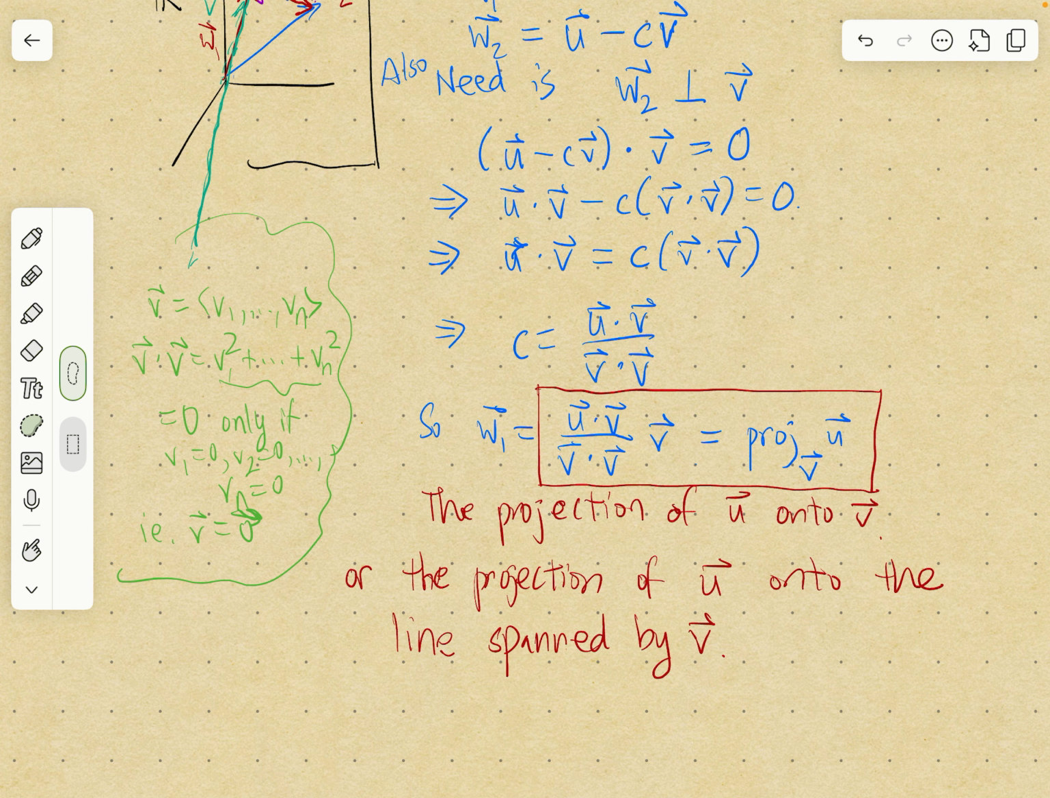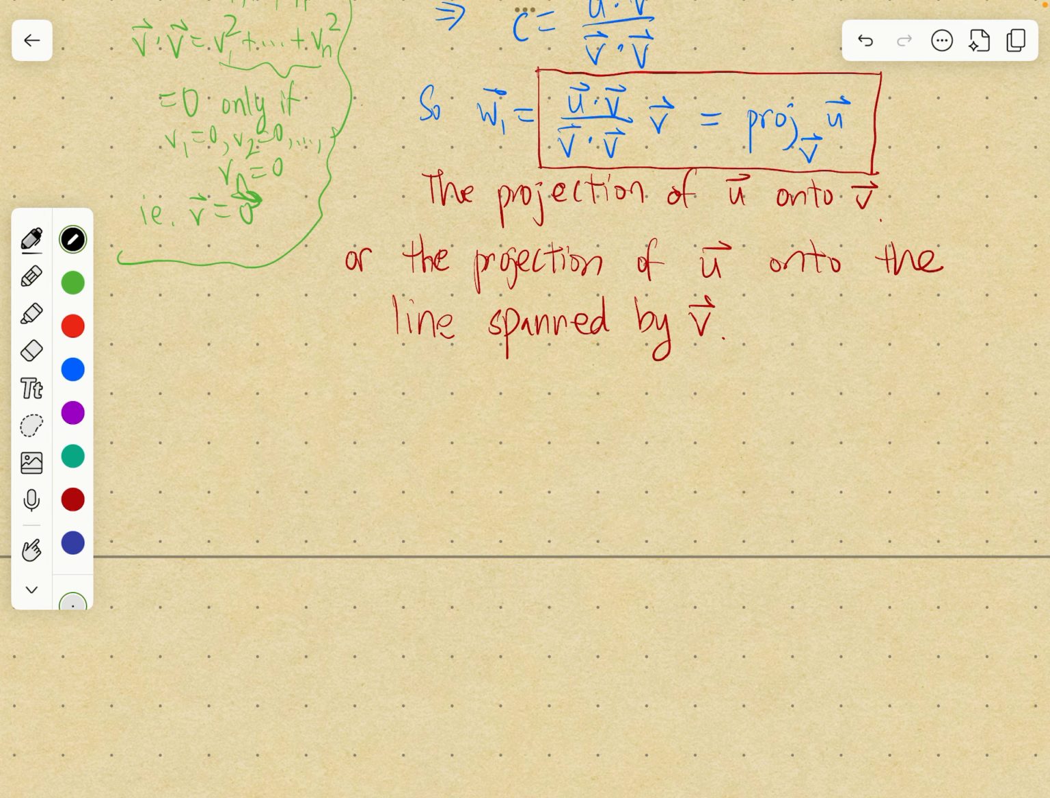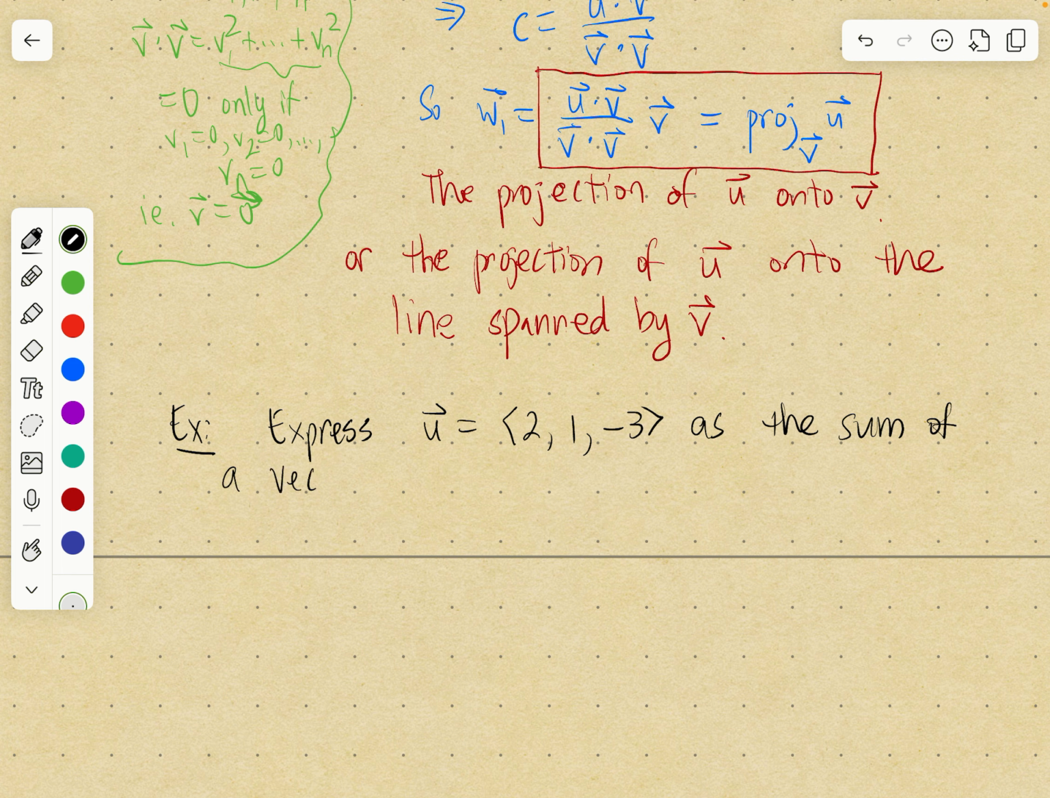Okay, let's do an example with actual numbers before we end this. So express the vector u equals 2, 1, negative 3 as the sum of a vector parallel to v equals 3, negative 1, 0, and a vector orthogonal to v.